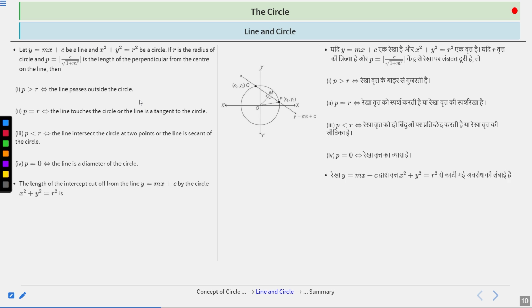The length of the intercept cut off from the line y equal to mx plus c by the circle x square plus y square equal to r square is, what will be the length of the intercept? PQ is equal to 2 times root over r square into 1 plus m square minus c square upon 1 plus m square, right? Got it? So we can easily find the length of PQ, right?